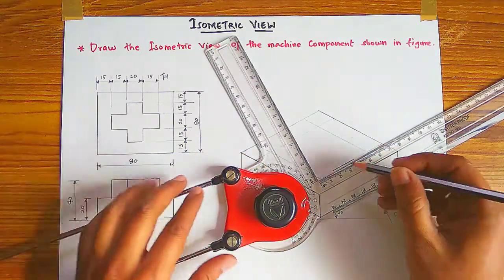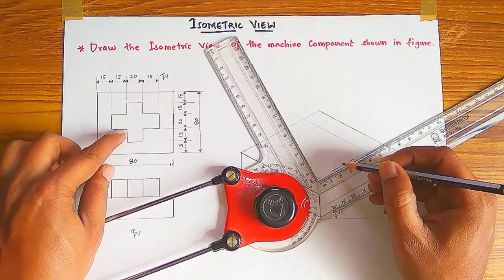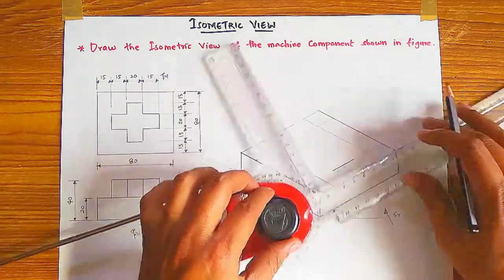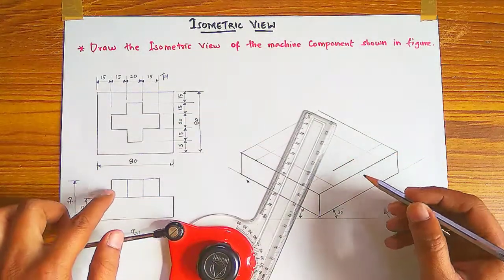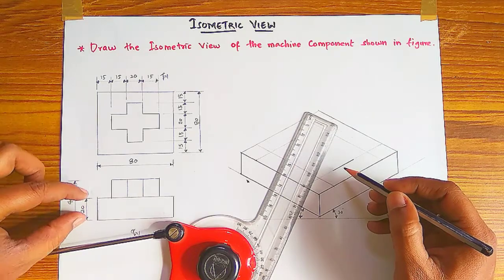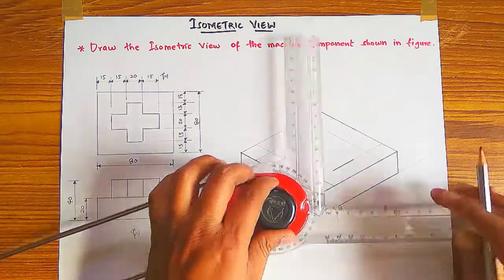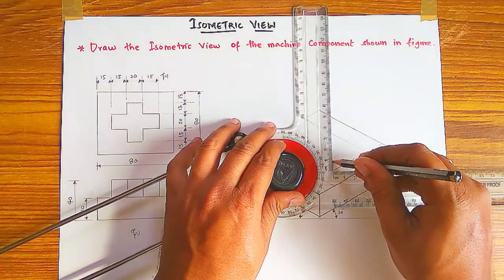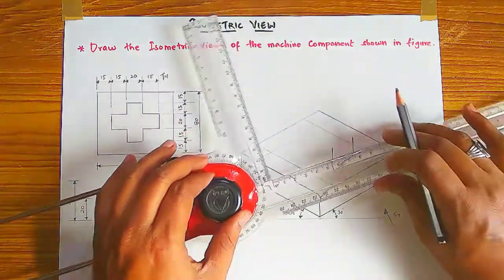This line I am drawing. Then the height of this square is 15 mm only. So with this angle, first I will take the height. When the height of this square is 20 mm, it means 40 minus 20 will be 20 mm only. So the height will be 20 mm. I will take the height as 20 mm from this line, 20 mm from here, 20 mm from here, and I will join this.